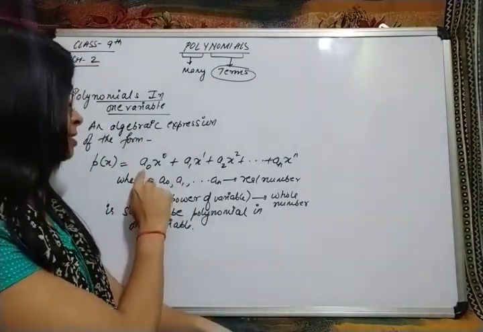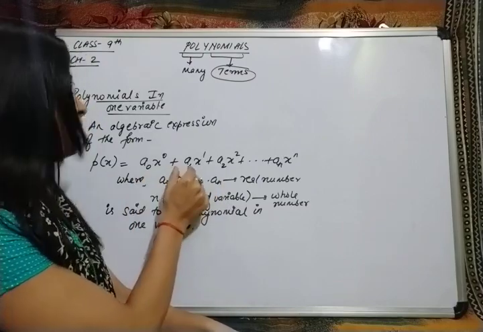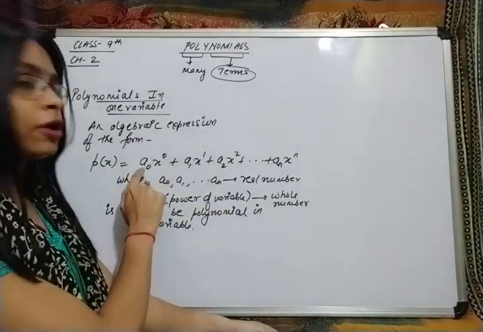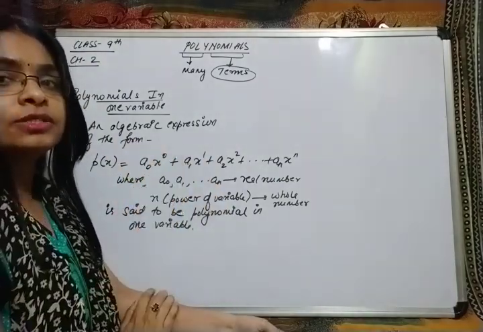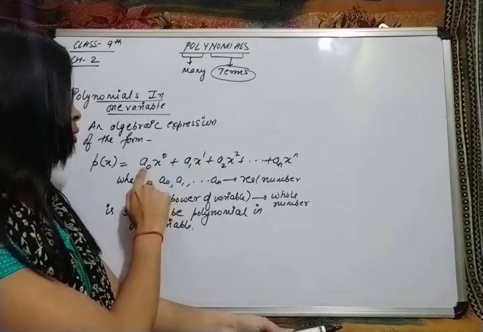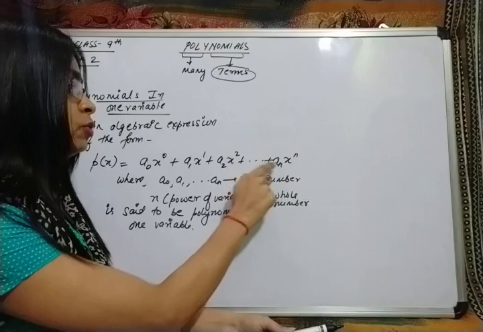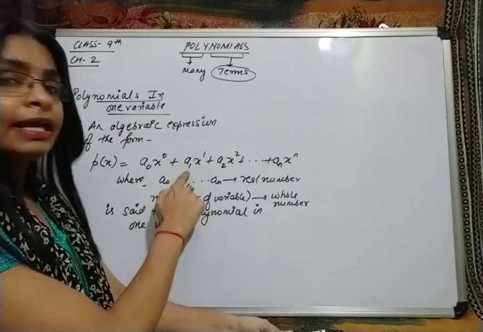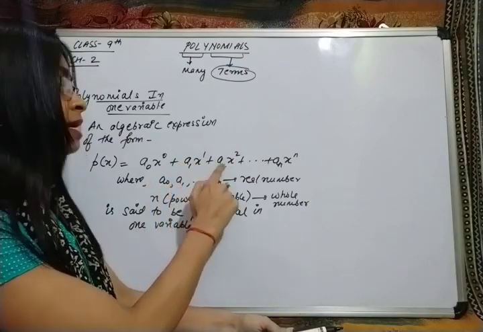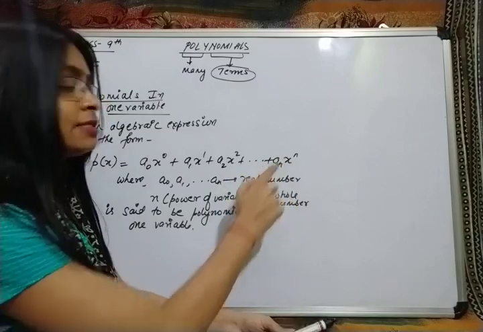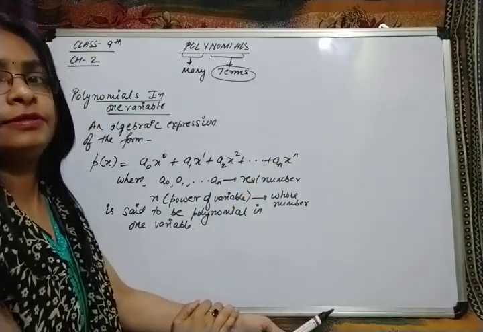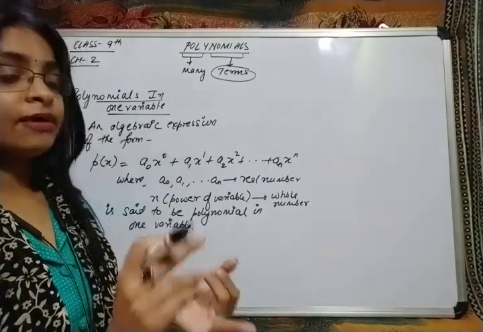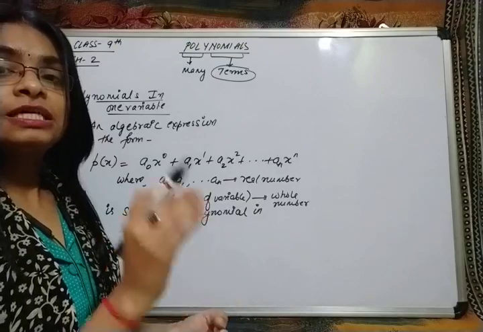Now, these are the terms: a0 x0, a1 x1, a2 x2 and an xn. These are terms because each is the product of a constant and a variable raised to some power. Here a0, a1, a2 and an are the coefficients. a0 is the coefficient of the first term, a1 is the coefficient of x, a2 is the coefficient of x square, and an is the coefficient of x to the power n. So we have discussed polynomials in one variable, terms, and coefficients.